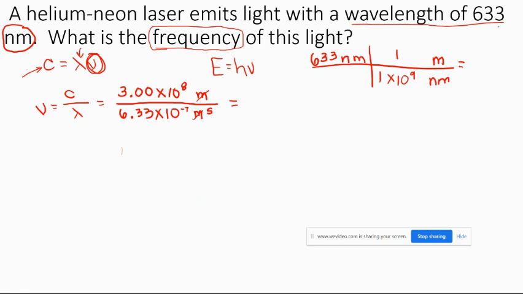All right, how many sig figs should I have in my answer? 3. This is the measured amount. I should have 3 in my answer then. So you should get 4.74 times 10 to the 14th. And our units, these seconds are on the bottom, so it's going to be 1 over seconds. Or what is this also equal to? Inverse seconds or hertz. Okay.